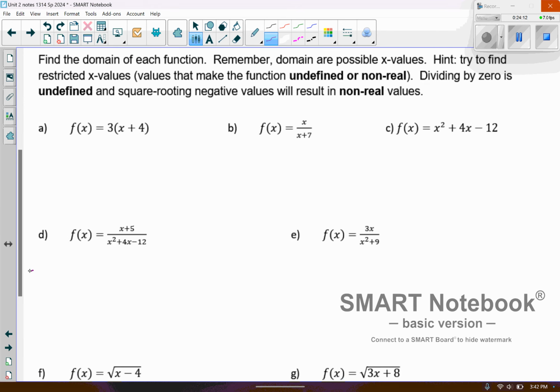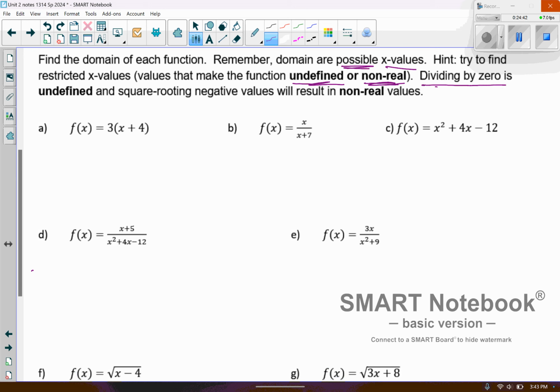We're going to go away from looking at the graphs and look at equations and talk about just domain here. We're not going to talk about range, just domain. So right here it says find the domain of each function. Remember, domain are possible x values. Hint, try to find the restricted values. Sometimes it's easier just to find the values that don't work. So we're going to look for values that make the function undefined or non-real.